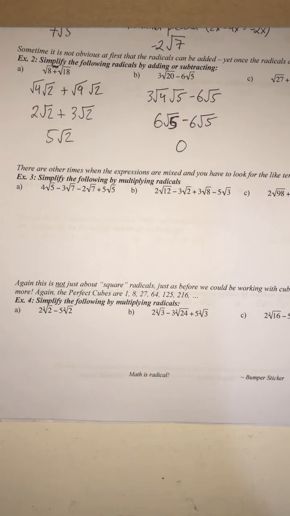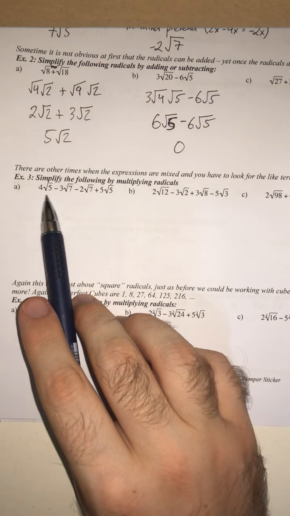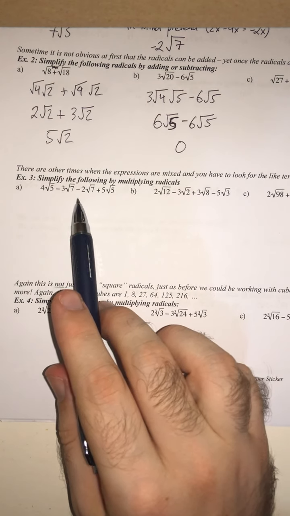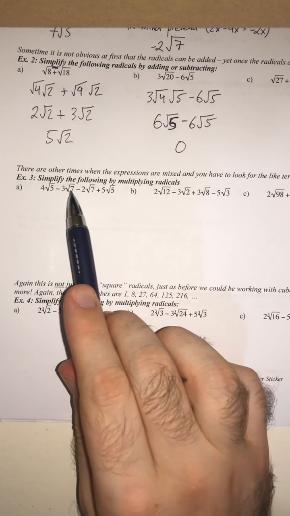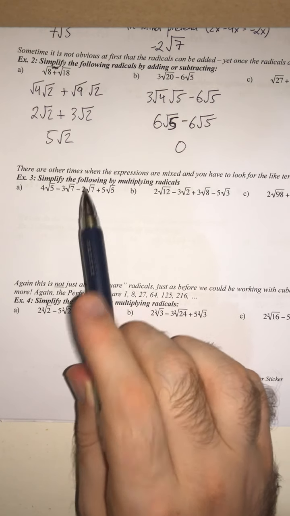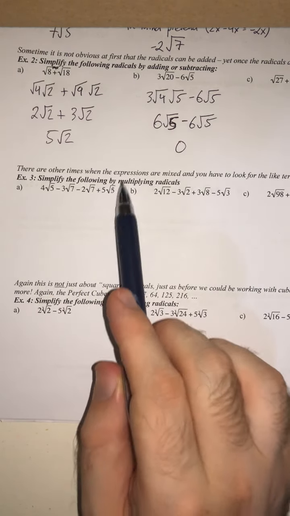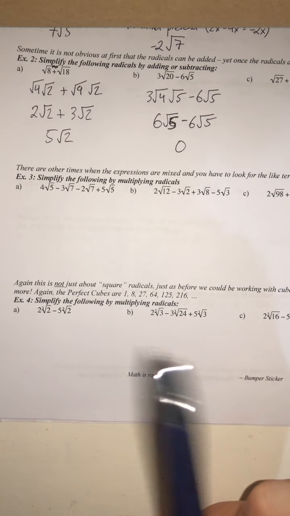Let's try down here. Okay. So here we've got an issue. I can't simplify anything. I notice that I've got a root 5 here and a root 5 here and a root 7 and a root 7 here. So I can deal with the root 5's by themselves and I can deal with the root 7's by themselves.